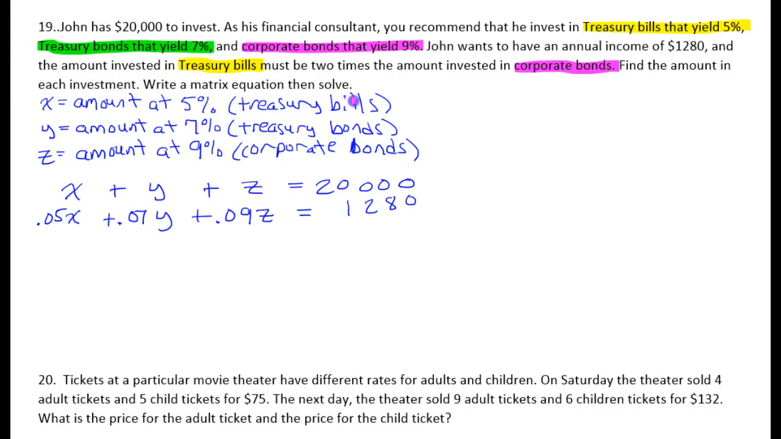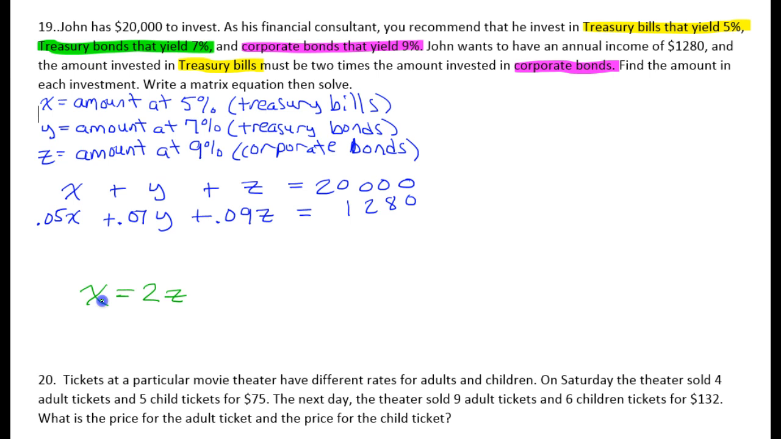Okay, so the treasury bills, that's X, and the corporate bonds, that's Z. So what they are saying to me is X must be 2 times Z. All right, treasury bills 2 times corporate bonds.